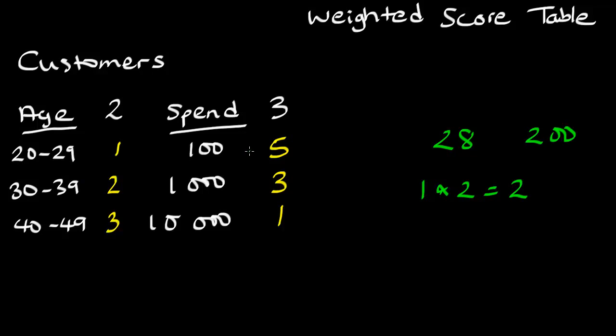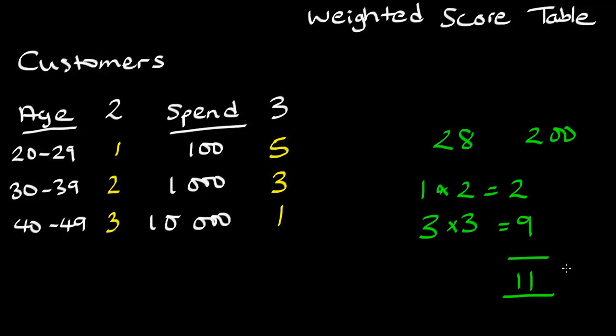Then we will do the same for spend. So 200, given the ranges here, he's between 100 and 1,000. So that would be 3 for spend. And then we multiply that by the weight we've applied, which is 3, which will give us 9. And if we then sum that together, the overall score for our customer would be 11. That's basically all the weighted scoring is doing. It's allowing you to have a large number of variables, more than just 2 here, and to automatically create that score for each customer or each entity that you're dealing with.